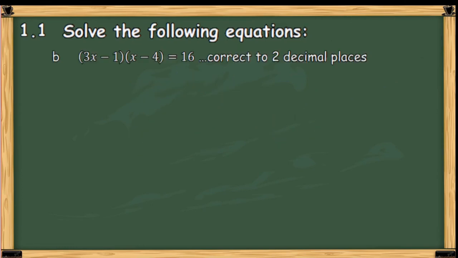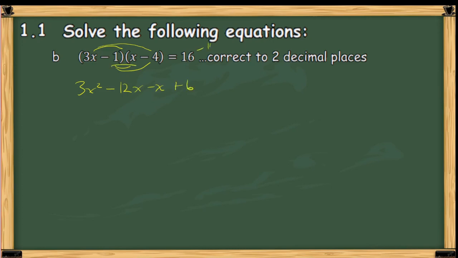Moving right along. When you see the phrase correct to 2 decimal places, that means don't even try to factorize. However, it is still a quadratic and the rules still apply. We need to put this in standard form, which means we're just going to have our good old-fashioned foiling going on. So at the top we'll have 3x squared, and then minus 12x, minus x for the first one at the bottom, and then plus 4.